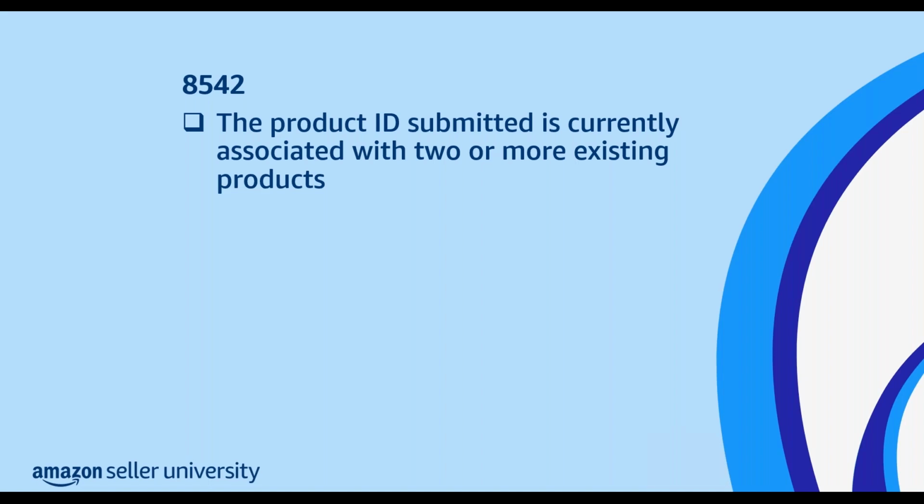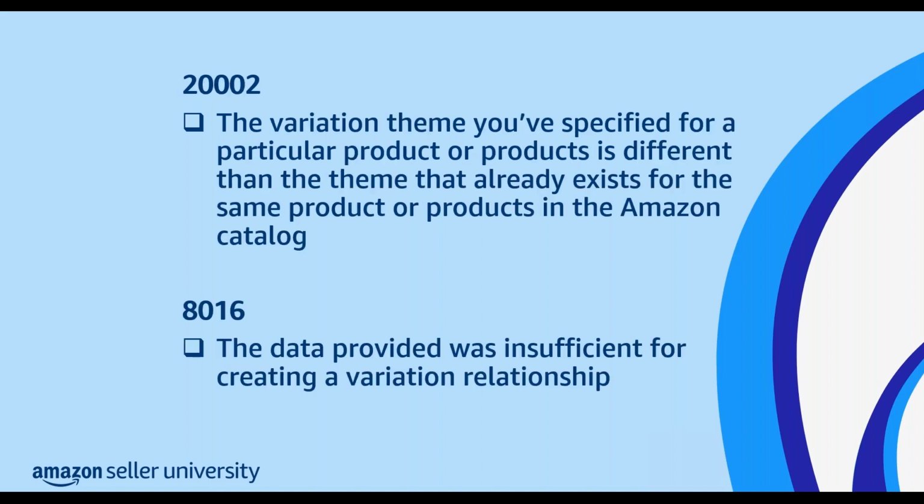As a note, manufacturers reusing UPCs is one of the most common causes of this error, so be sure you and your manufacturer are not reusing UPCs. If you receive error 20002, the variation theme you've specified for a particular product or products is different than the theme that already exists for the same product or products in the Amazon catalog. To fix this, you'll need to use the variation theme that's identical to or includes the existing variation theme. If the existing variation product varies by both size and color, your theme must include both size and color.